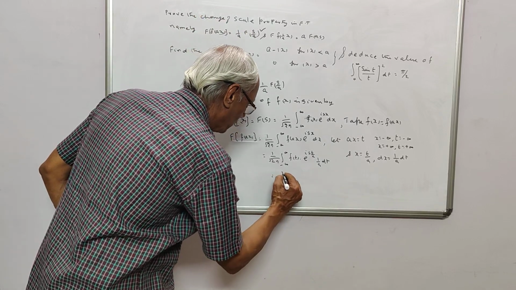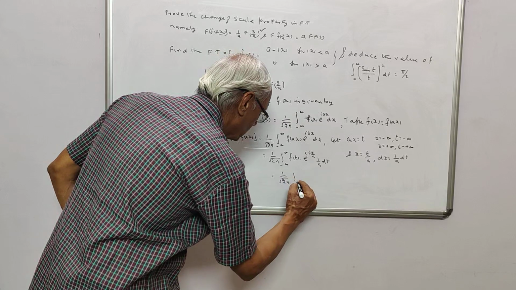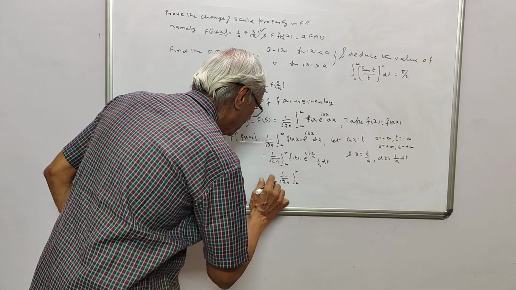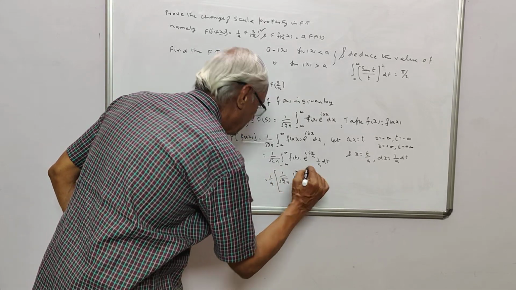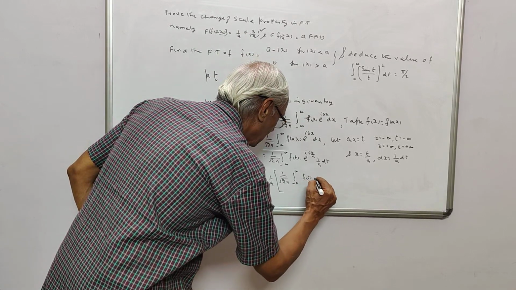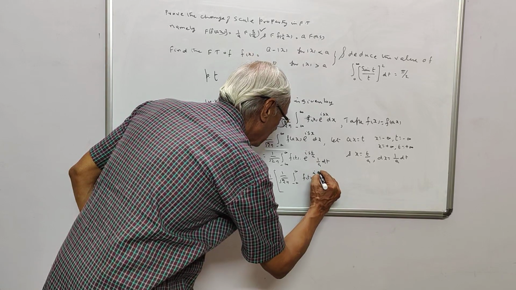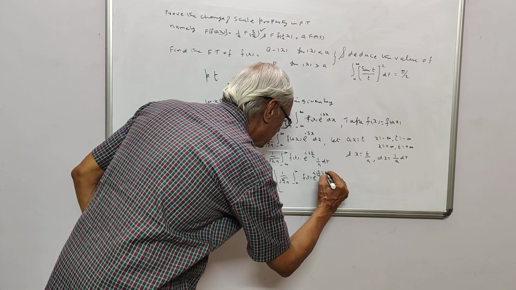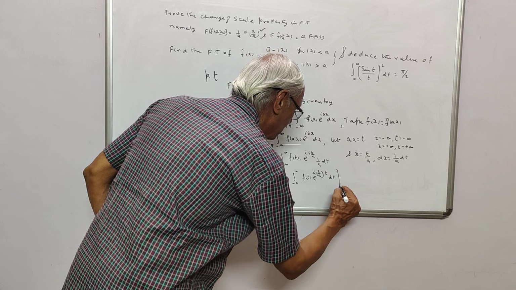So this will be equal to what? 1 by 2 pi into minus infinity to plus infinity. Take this 1 by a outside and put everything inside. This is f of t into e to the power of i s by a into t into dt. So I rearrange them in this way.